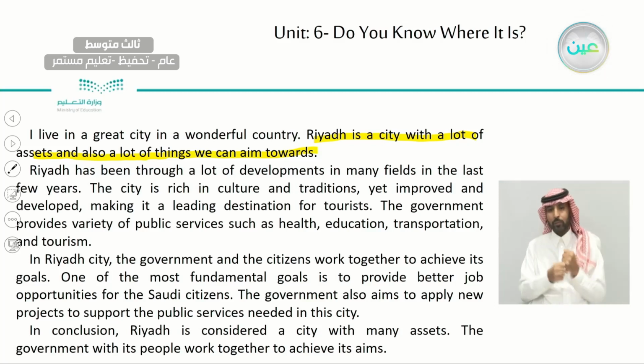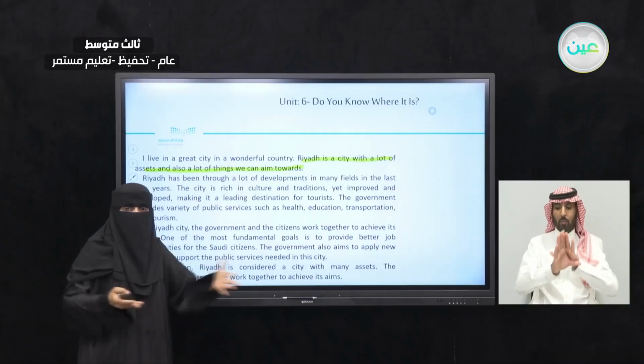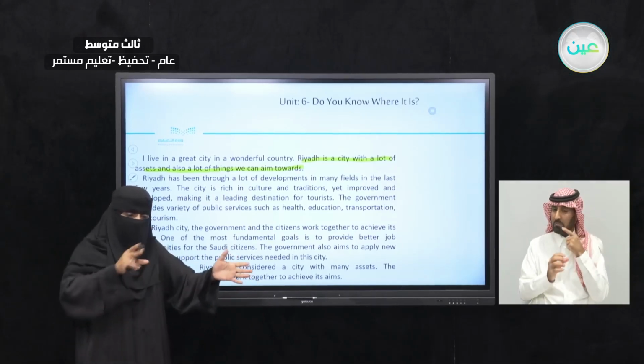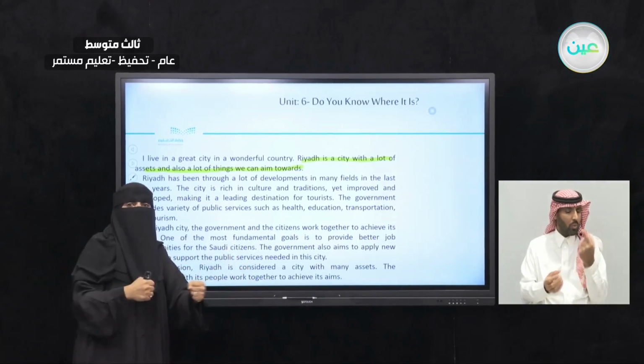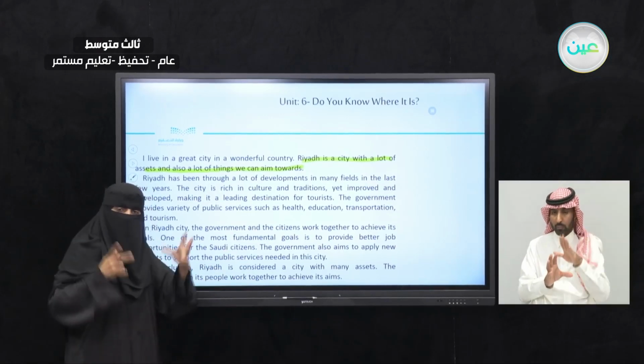Let's continue reading the first paragraph. So this is my topic sentence for the first paragraph. The city is rich in culture and traditions, yet improved and developed, making it a leading destination for tourists. The government provides a variety of public services such as health, education, transportation, and tourism. So I supported my main idea. I said that Riyadh is a great city, and I gave 2 examples to support my main idea.